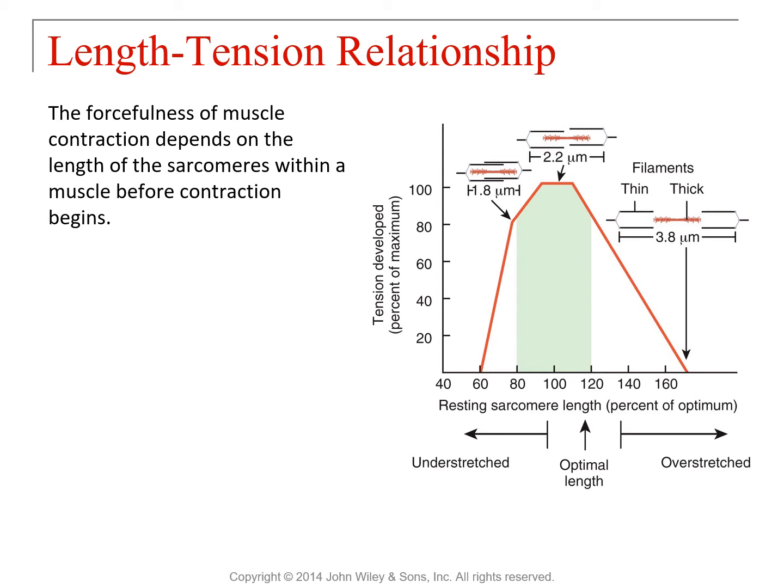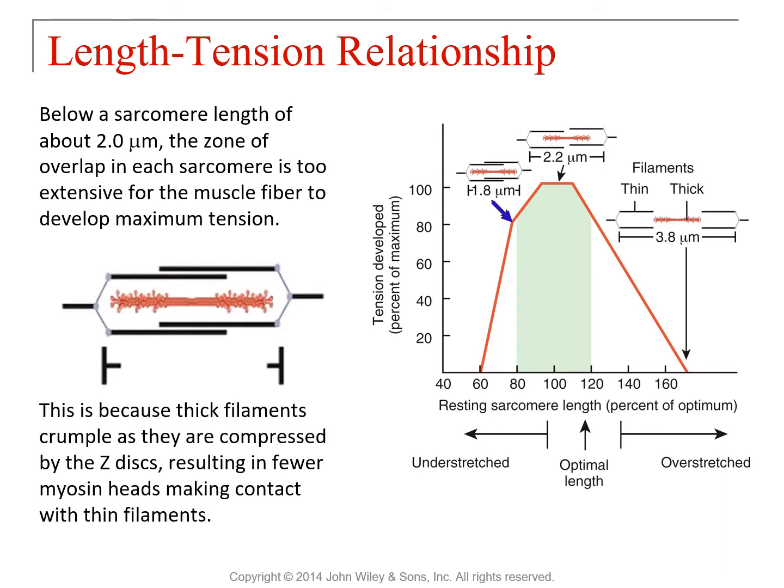So if the resting sarcomere length is really short, let's say that your limb is already flexed before you begin to contract it. Below a sarcomere length of about 2 micrometers per sarcomere, you have a very large zone of overlap. And so this is the point at which the thick and the thin fibers actually overlap. Now you might think that more overlap is a good thing because you have a lot of cross-bridging available.